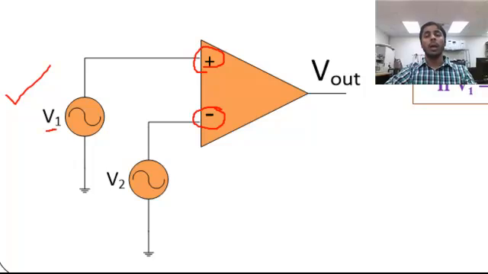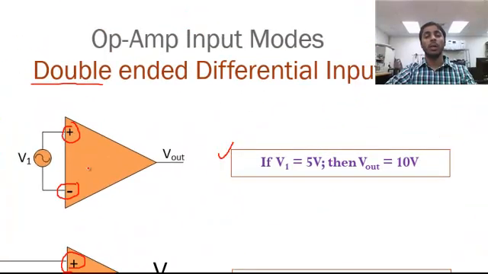So let's consider an example. If I apply V1 as 5 volts in this particular double-ended configuration, what is the expected output voltage? Let me assume the gain of this amplifier is 1. So if you think of the positive of the voltage source as connected to the positive input, and the negative of the source voltage, meaning that if V1 is 5 volts, here I'm applying 5 volts and here I'm applying negative 5 volts because the negative terminal of the input is connected.